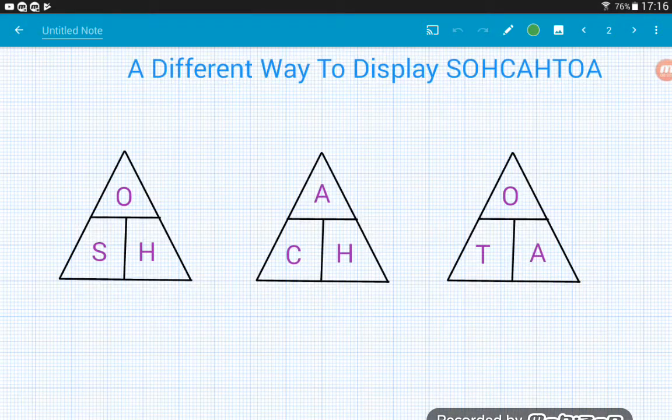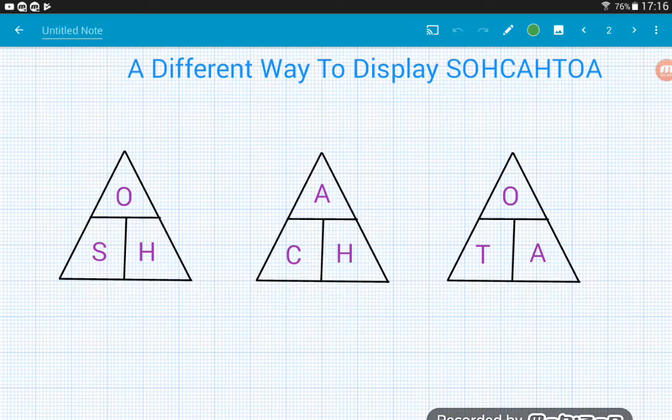So first of all, there's a different way that we can display SOHCAHTOA. We can put each of the lots of three letters inside these formula triangles. Now you might have seen triangles like this before, for example, if you're doing speed, distance and time, or density, mass and volume. There's quite a few other places where this sort of triangle helps us out. So if each of the lots of three letters is put in its own separate triangle.